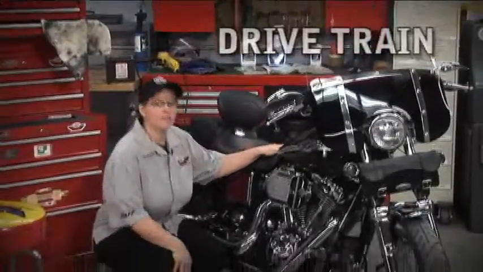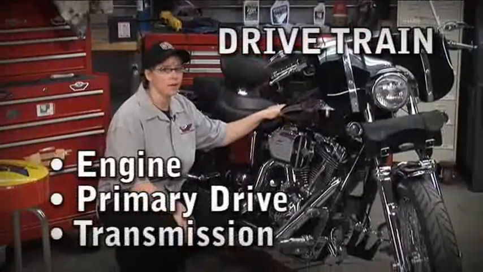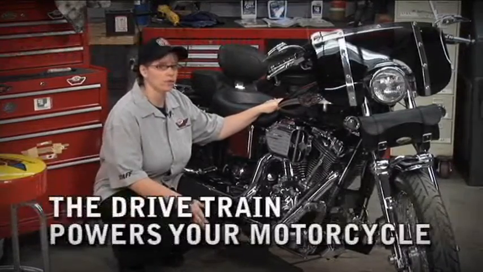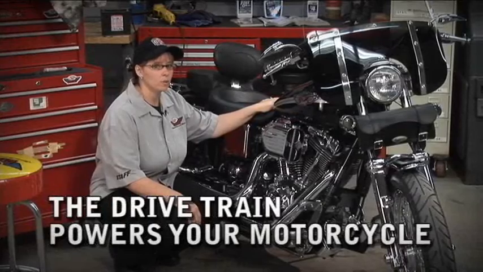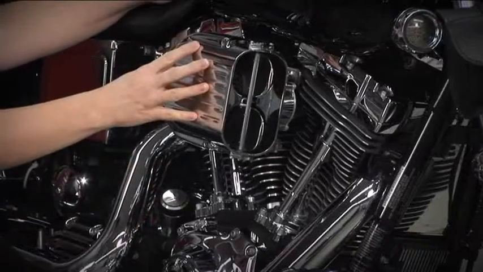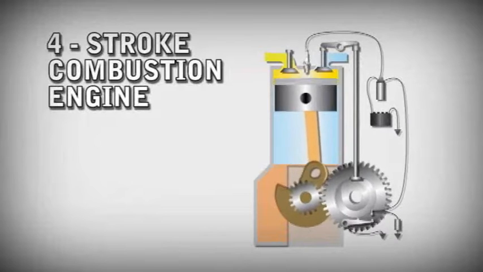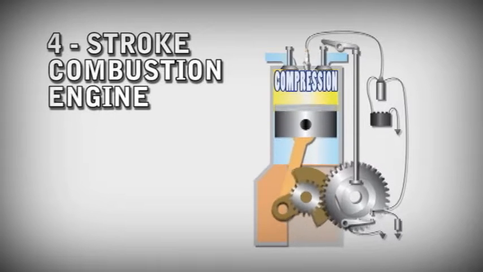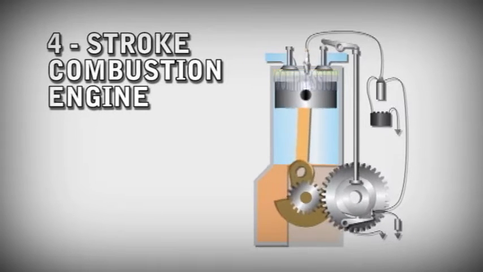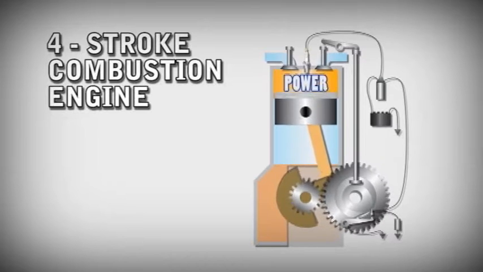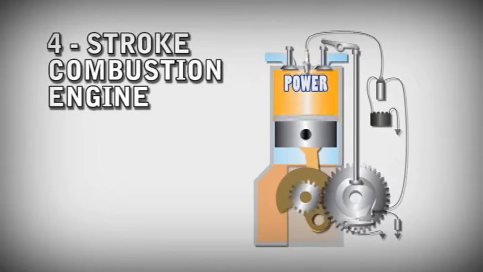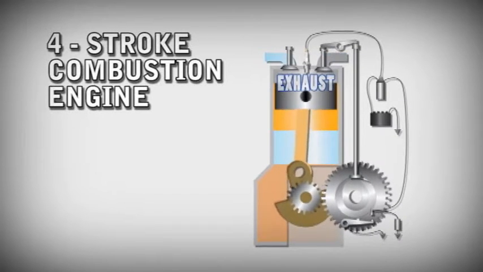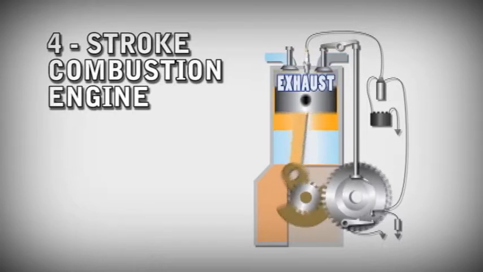The drivetrain consists of the engine, the primary drive system, and the transmission. When working together, these parts provide the power for your motorcycle. The engine, in most motorcycles today, is a 4-stroke design. 4-stroke means that the piston comes down to intake the fuel-air mixture. It then returns up to provide compression. The spark is then ignited by the spark plug, which sends the piston back down in the power stroke. And then the final stroke of the engine is to go up and push out all the exhaust gases. It does this every 2 revolutions of the engine.